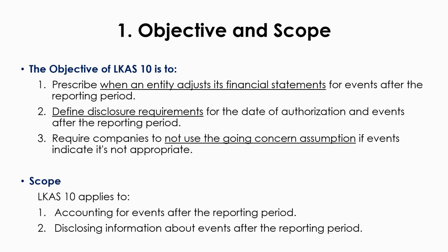Accordingly, when events occurring after the reporting period provide evidence of conditions that existed at the end of the period, adjustments need to be made to the financial statements. Also, companies are required to disclose the date their financial statements were authorized for issue and any relevant events that happen after the reporting period, even if they don't impact the financial statements directly.